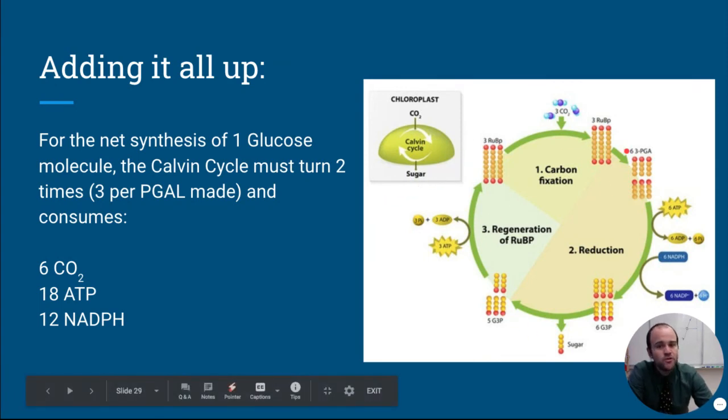Since we have to go through 2 turns to make 1 molecule of glucose, the Calvin cycle is going to make 2 turns. So that means we need a total of 6 carbon dioxides, a total of 18 ATP, and a total of 12 NADPH. Now this is a pretty good deal. Even though we're investing 18 ATP, remember through cellular respiration, that sugar can get broken down into almost 38 ATP. So we're getting a lot more than we're putting in by making sugar. So it's a good investment in the long run.